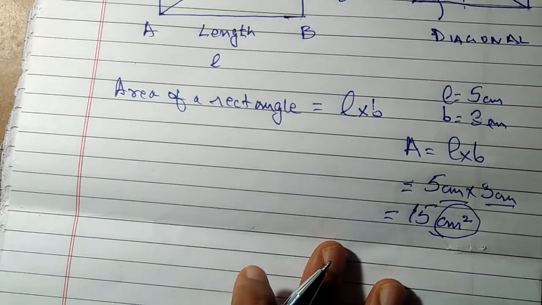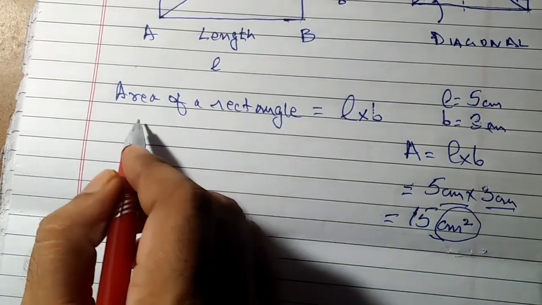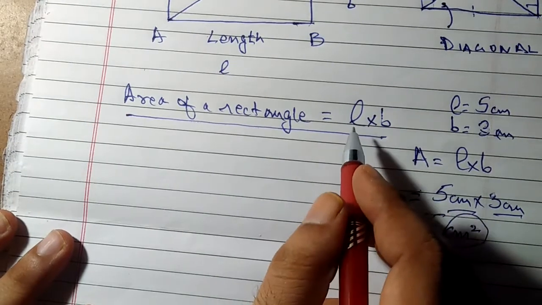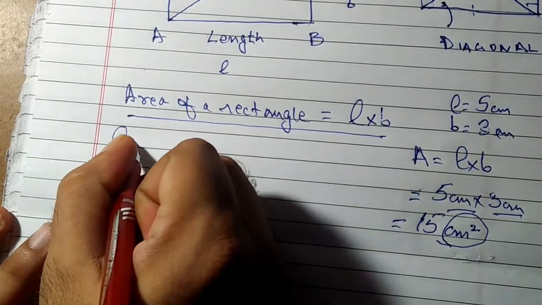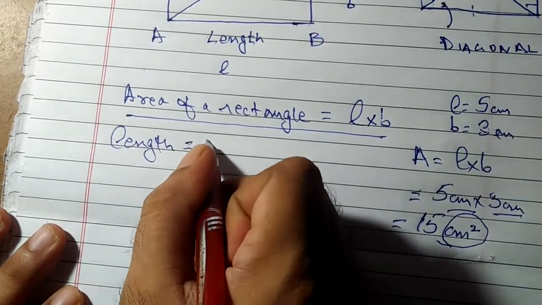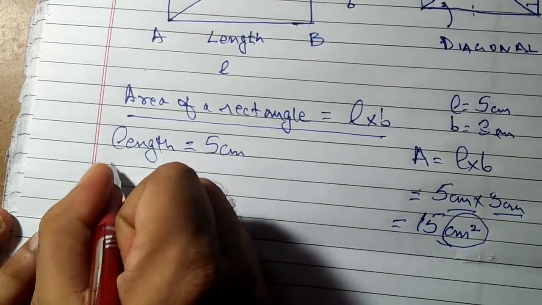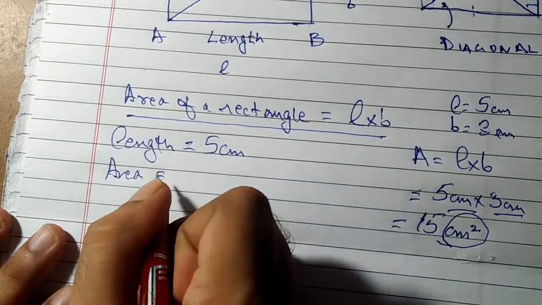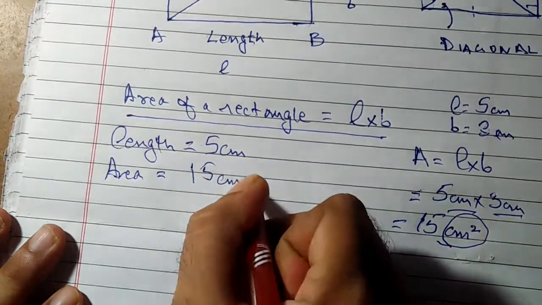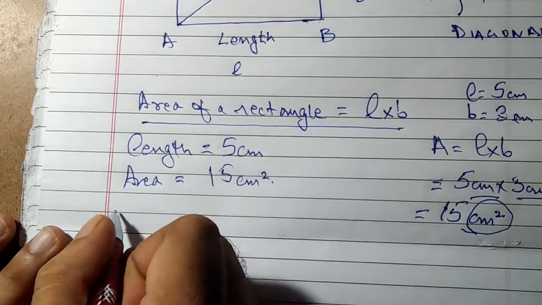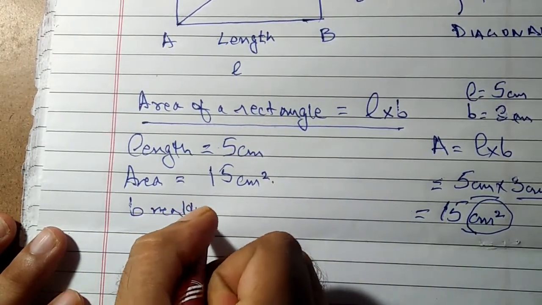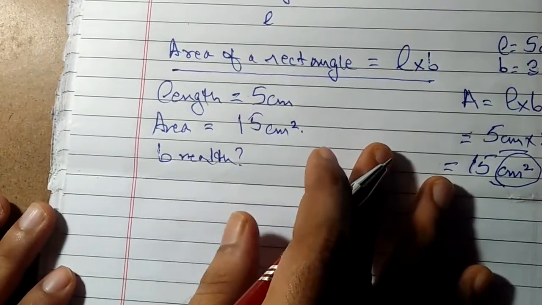Now what other things do we have? Deriving from this formula itself, we can cross multiply to find the other entities. Supposing your length is given. I'm taking the same example here once more. Length is equal to 5 centimeter is given. Your area is given as, say for example, 15 centimeter square. Now you are asked to find the breadth of the rectangle. How do we do this?